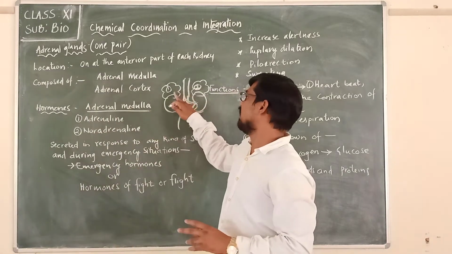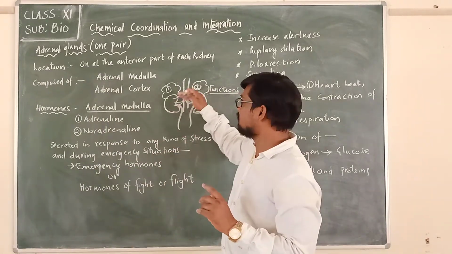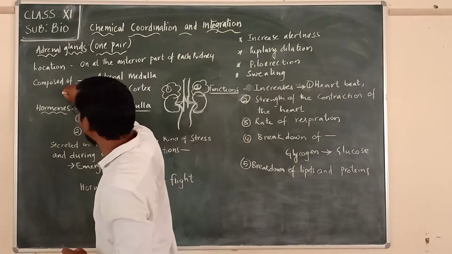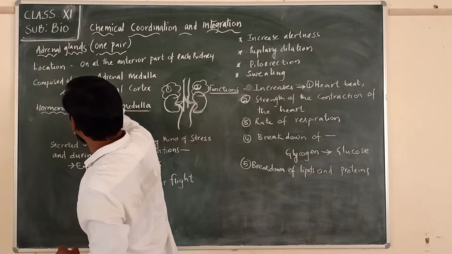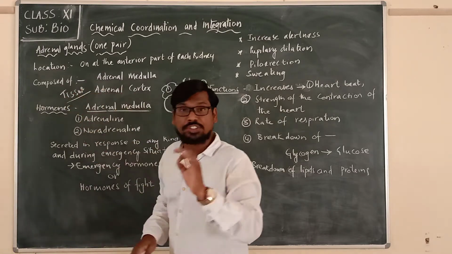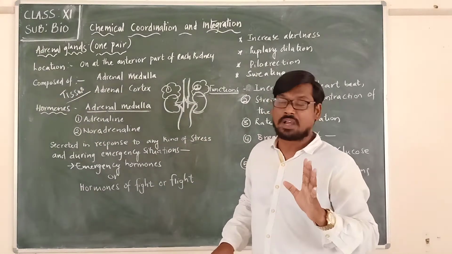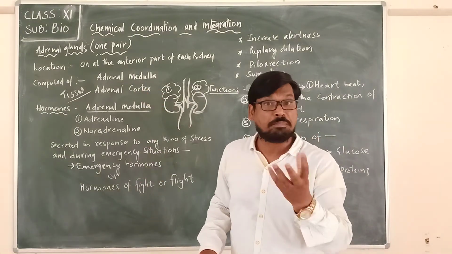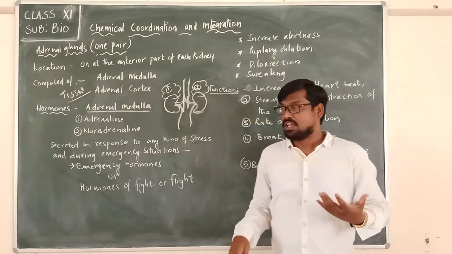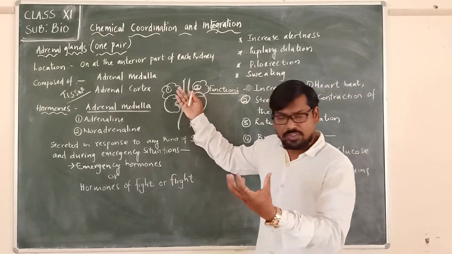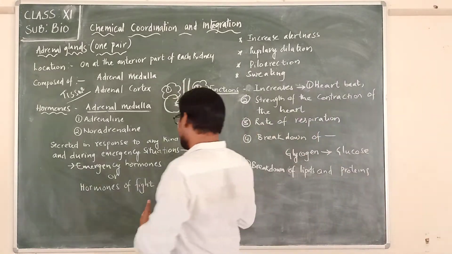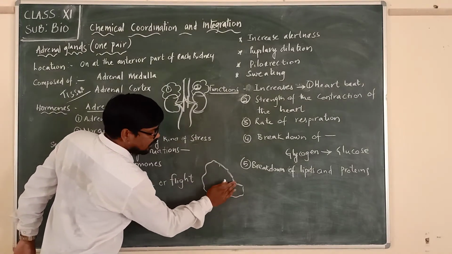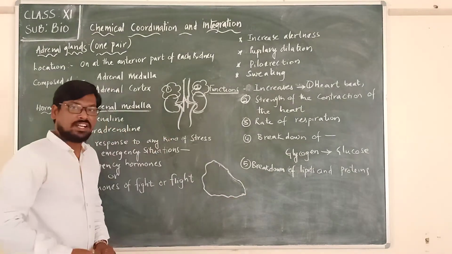And these adrenal glands present on each kidney are composed of particular tissues. What is the tissue that it is composed of? Adrenal medulla and adrenal cortex. For example, suppose this is the adrenal gland.